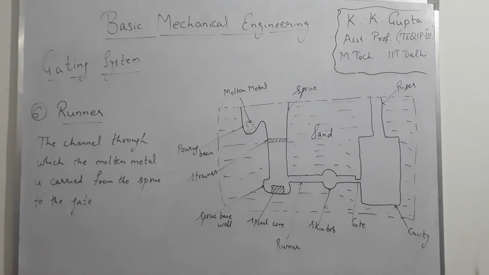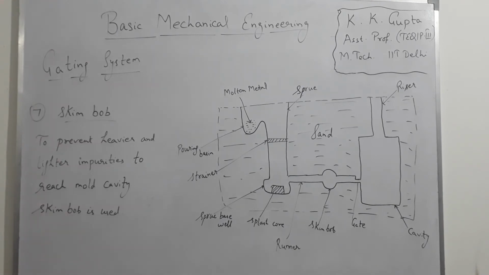Sixth is runner. It is a channel through which the molten metal is carried from the sprue to the gate. Seventh is skimbob. It is used to prevent heavier and lighter impurities to reach the mold cavity. The heavier impurities will be settled down in the bottom part and the lighter impurities will float in the upper part.